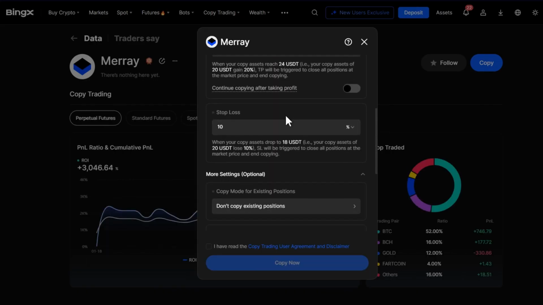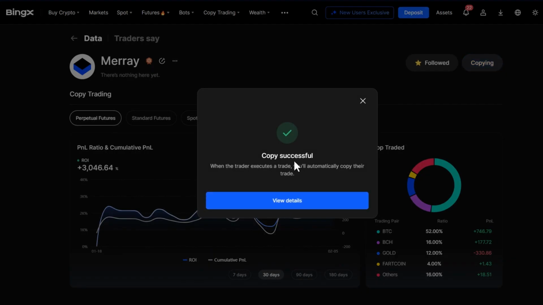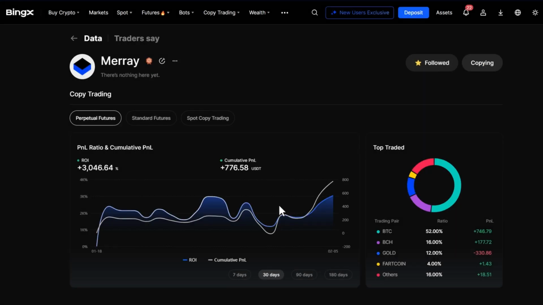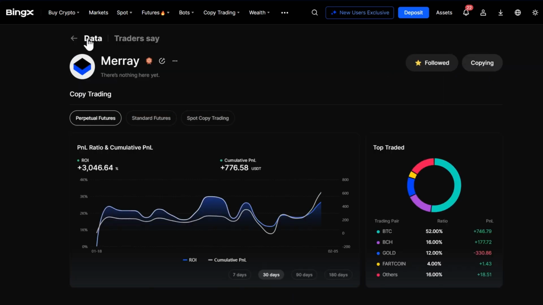Once everything is set, review all your settings one more time. Check the agreement form and accept the terms. Click Copy Now. Confirm your copy trade. And boom, your copy trade is now live. You'll start automatically copying this trader's positions based on the settings you configured.